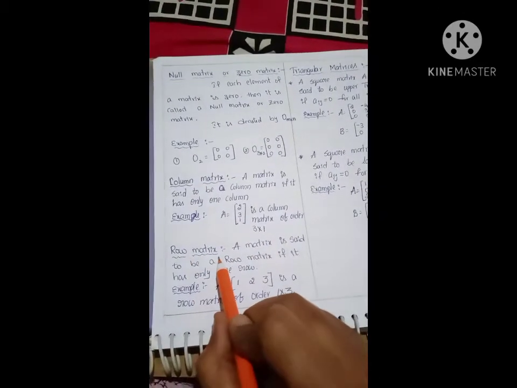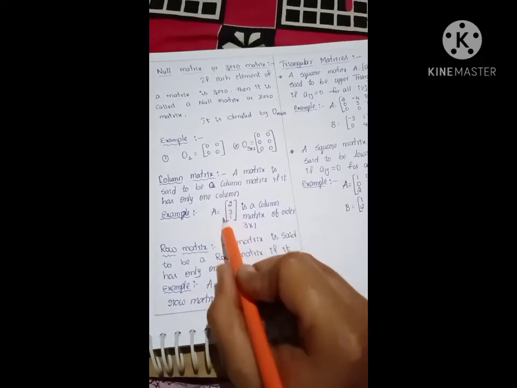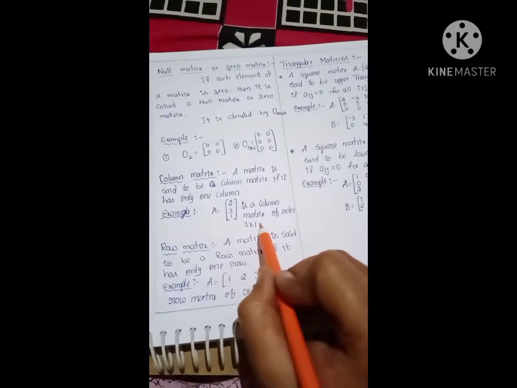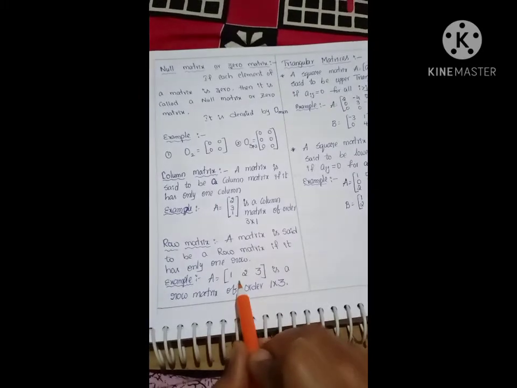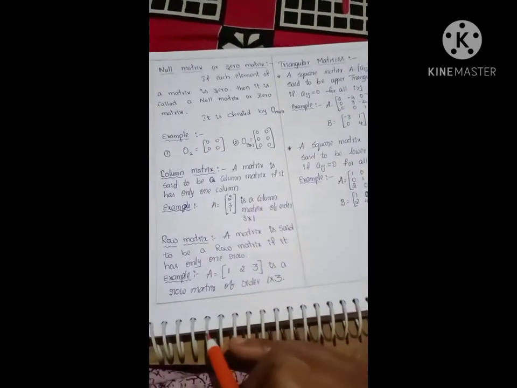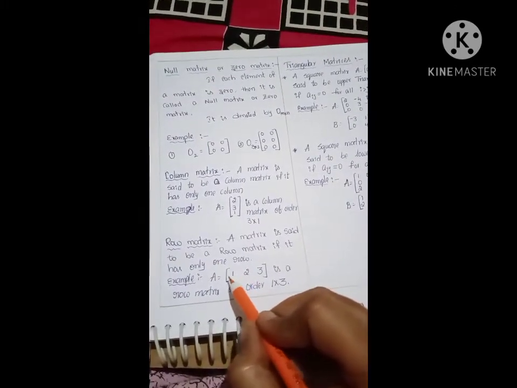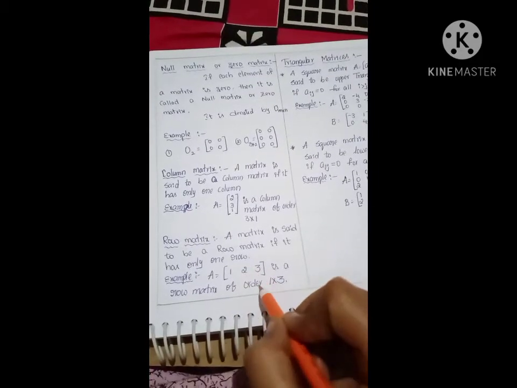Next, row matrix. It has only one column means column matrix. Has only one row means row matrix. Okay. Order 1 row, 3 columns. Okay.